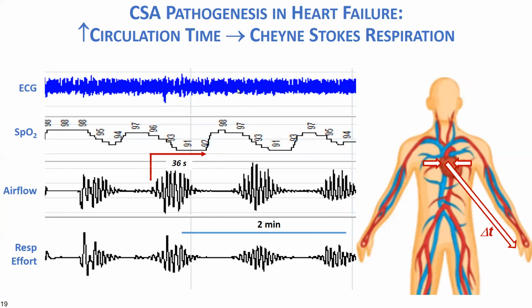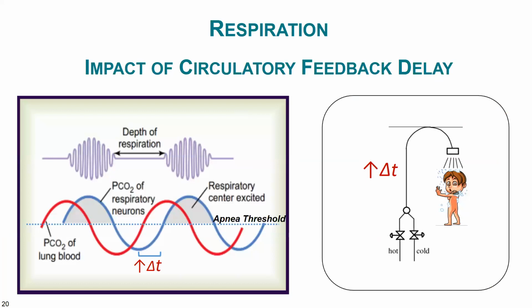But in a patient with atrial fibrillation or possibly with cardiomyopathy, the circulation time is often prolonged, as it is in this patient. And it's that prolongation of circulation time that leads to the ventilatory control centers getting out of sync with the ventilatory requirements. And we see that here in this slide.